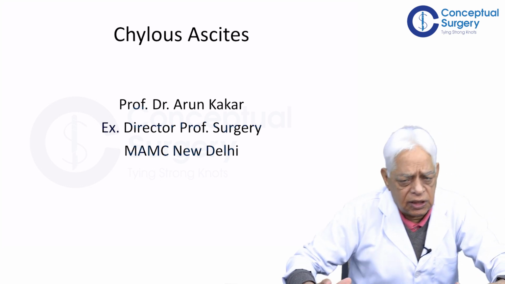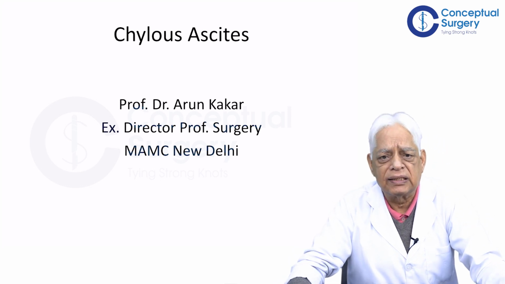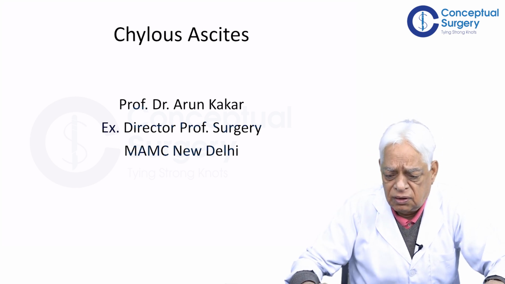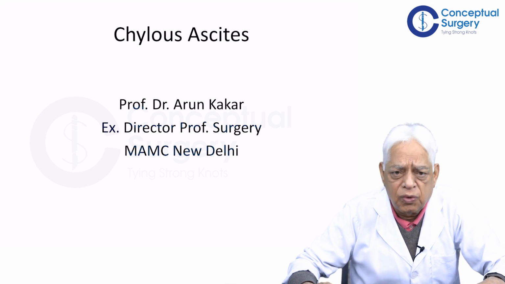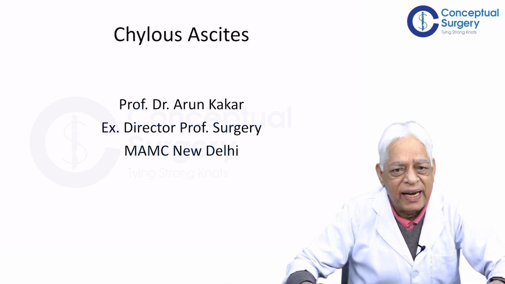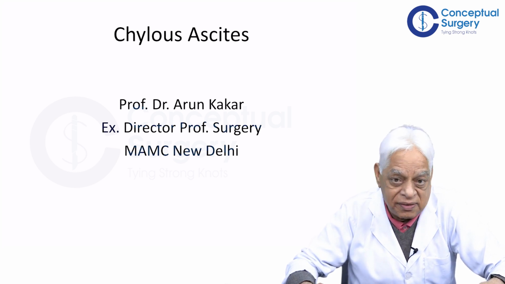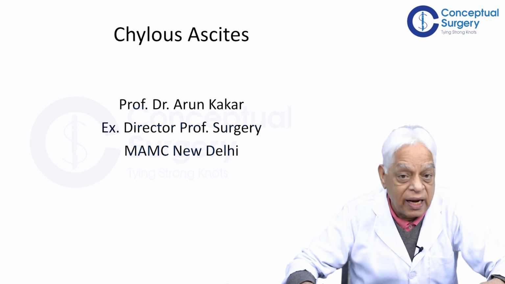Friends, we just discussed classical ascites, which is secondary to liver pathology, that is cirrhosis of liver. And you would recall that when we were discussing ascites, we also discussed something called Chylous ascites and pancreatic ascites. Both these are rare.